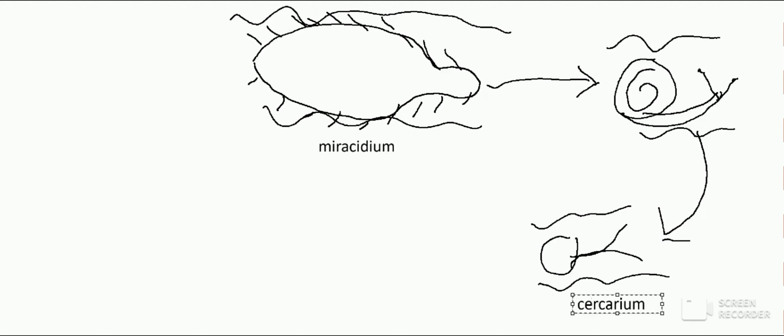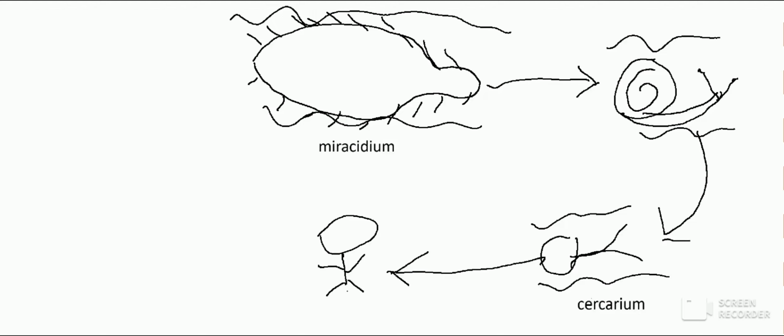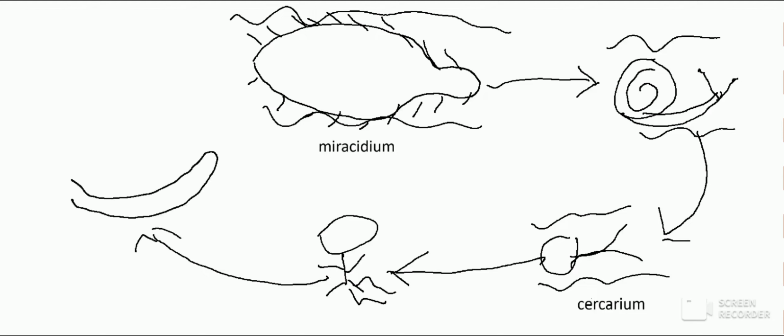And so these are actually going to be what infects humans. And the way that's going to happen is when a human comes into contact with the water containing these cercariae. Infection is going to occur through the skin. So then after that, once they're inside the body, the cercariae mature into adult schistosoma worms, and these worms get into the bloodstream where they can end up in the blood vessels around the bladder and the intestines.